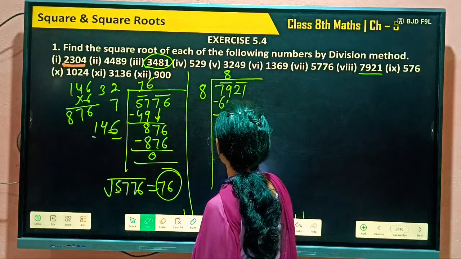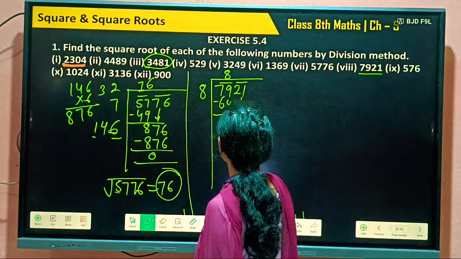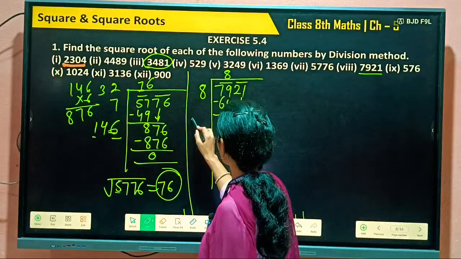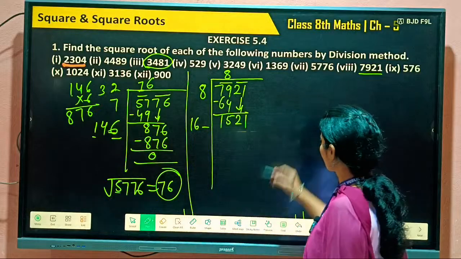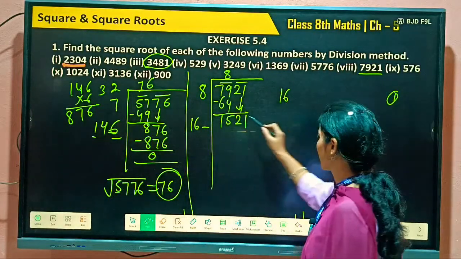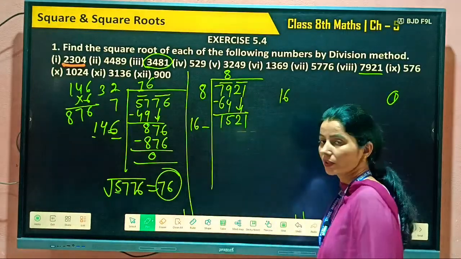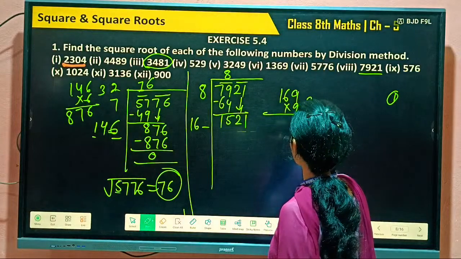79 minus 64, 15. Carry down the next pair. Double of this will be 16. 8 2s are 16. Now let us think about one number. 9 9s are 81, and this number is larger. So I will try with 9. 9 9s are 81.